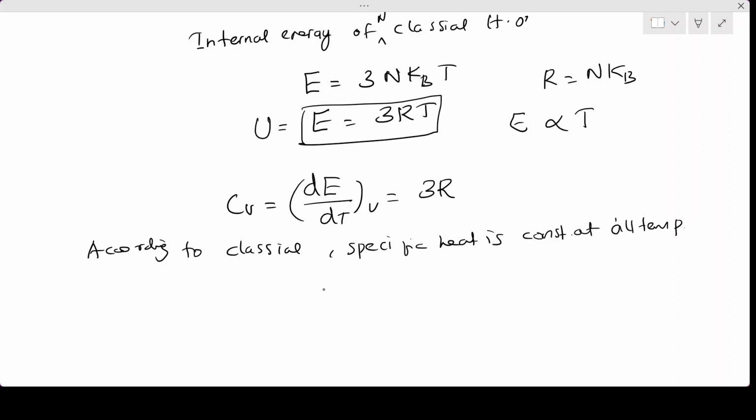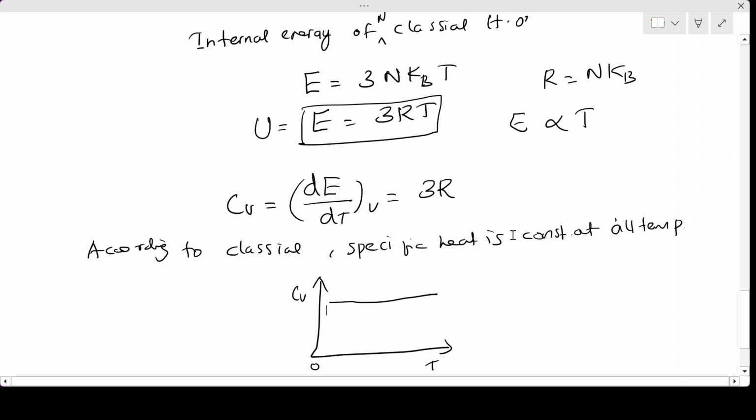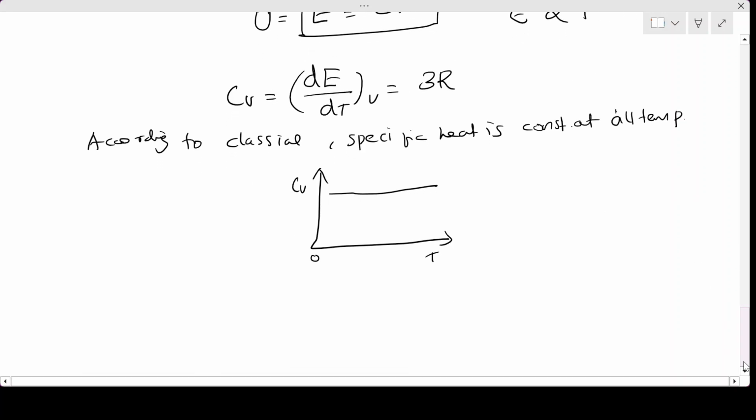When you picture it in a graph, with Cv on the y-axis and temperature on the x-axis, it says that Cv has a constant value throughout the temperature range. That's what this expression is saying.